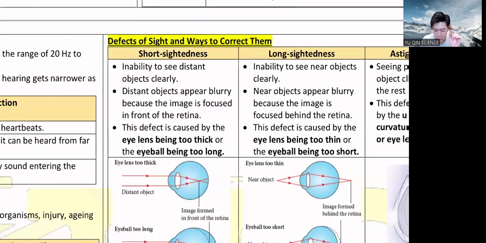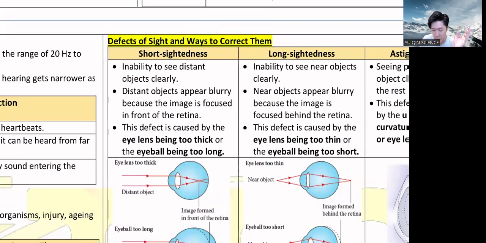So memorize. Short-sightedness: eyeball too long, eye lens too thick. Opposite name. Short, too thick, too long. So short-sightedness means you can see near things, but you cannot see far things. The name of the problem is actually not the problem. We say short-sightedness, but it's not that you cannot see near things. It's actually you can see near things.